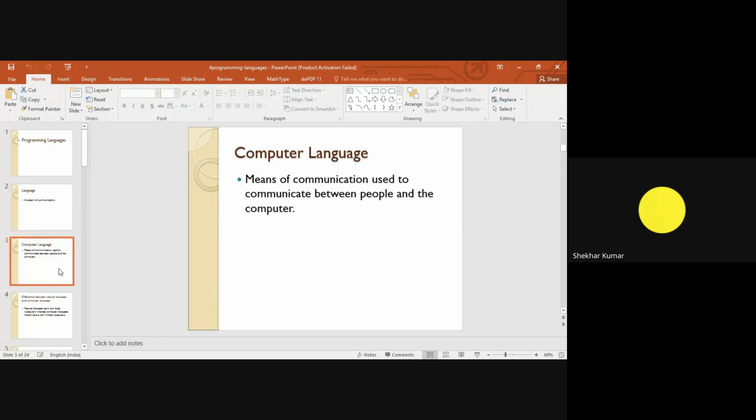It means it is designed to communicate between people and the computer systems. So you can say that a programming language plays a very important role to control and operate computer systems. So computer language is very important if you want to perform any task through a computer system. You require some instructions, some instruction sets, to perform any task.